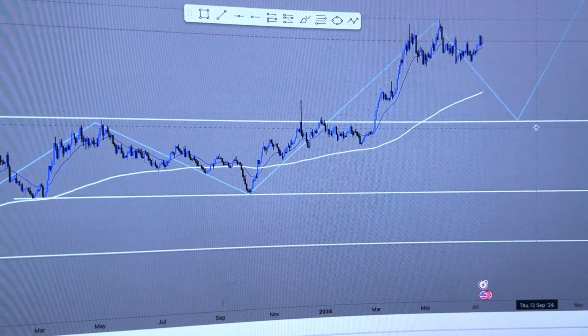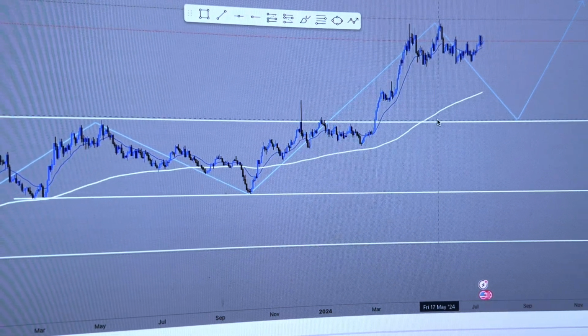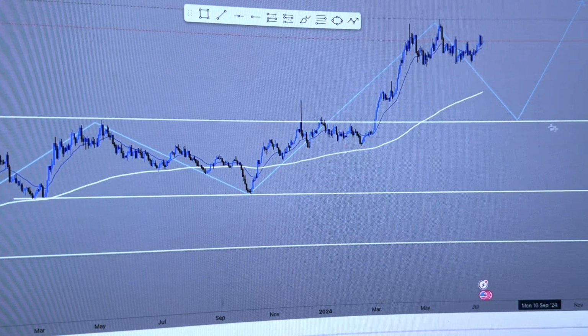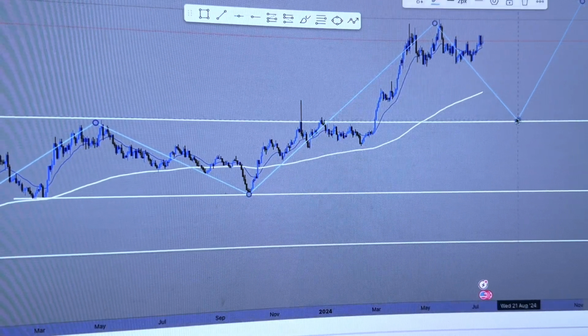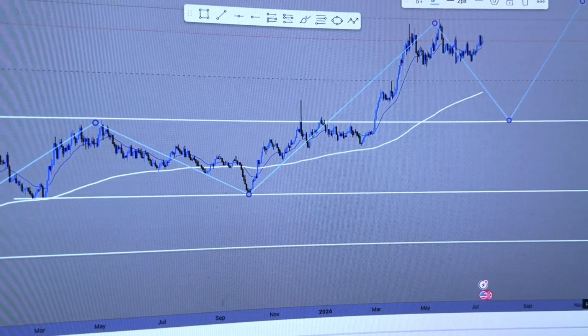Now, do I take this trade on the daily chart? Absolutely not. I do not take these trades on the daily charts. I am not a swing trader. However, this is where I find my key levels to actually enter the market.